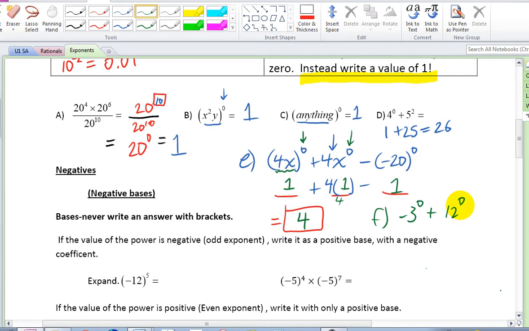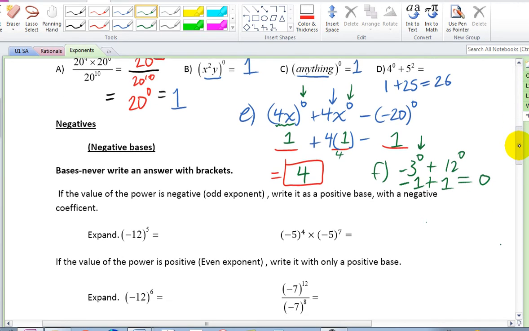Yeah. Here, F, this negative sign has nothing to do with the base of 3. Nothing to do. It's your coefficient. So that stays. But the 3 becomes a 1 because of the exponent 0. The 0 does not apply to the negative sign. There's no brackets. Plus 1. And so when you add them together, then you get 0. Okay, so yeah, think about it.